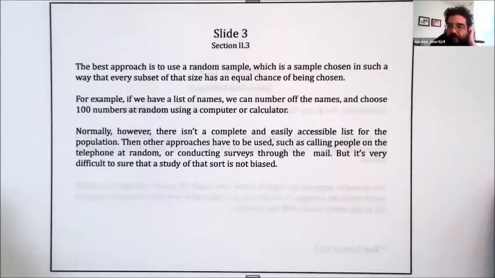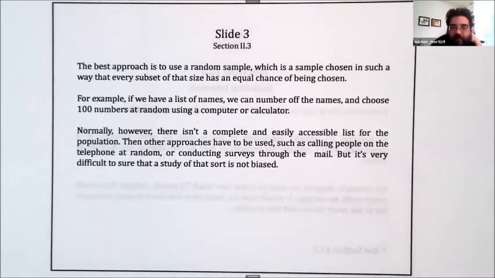The best approach is to use a random sample, which is a sample that's chosen in such a way that every subset of that size has an equal chance of being chosen. For example, if we had every person in Eagle Pass somehow in a big giant list, I could number everyone from 1 to however many people there are. Then I could use a computer to randomly choose, let's say, 100 of those numbers. The corresponding people would be the members of my sample.